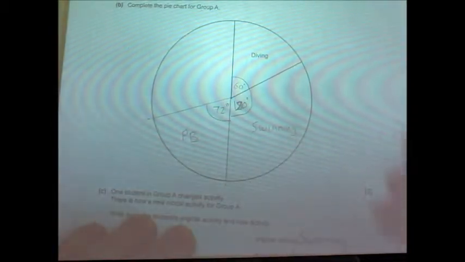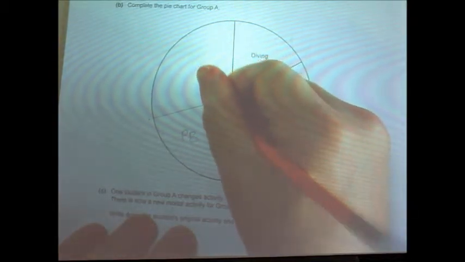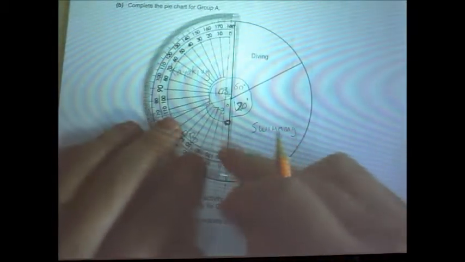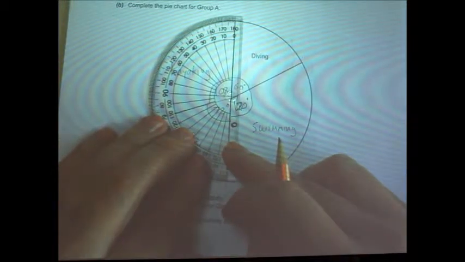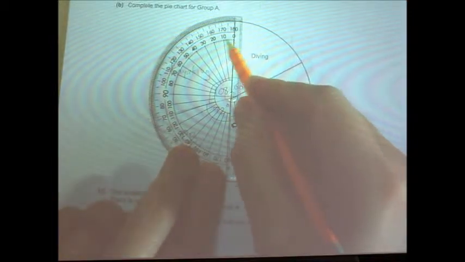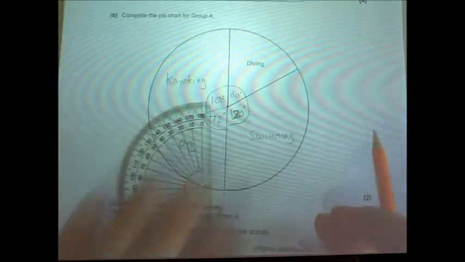And the last one is kayaking, which is 108 degrees, which I'm going to double check in a minute. Kayaking. And let's just check that is 108. You put your protractor on, measuring from the inside this time, but you're starting from 0, and that comes down to just before 110. So I'm happy that is 108 degrees.